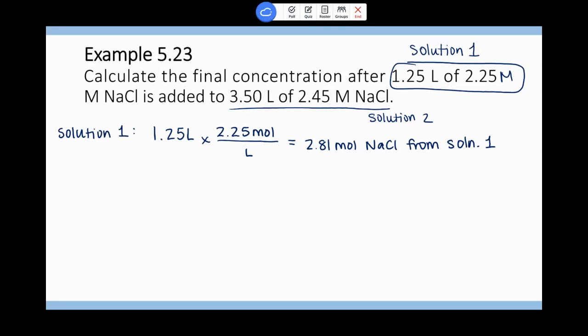Do the same process for solution 2. We're taking 3.50 liters of the solution, which has a molarity of 2.45 moles of NaCl per liter.